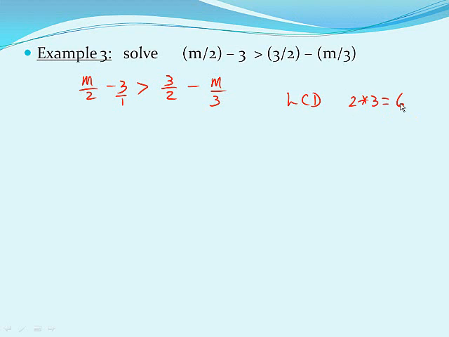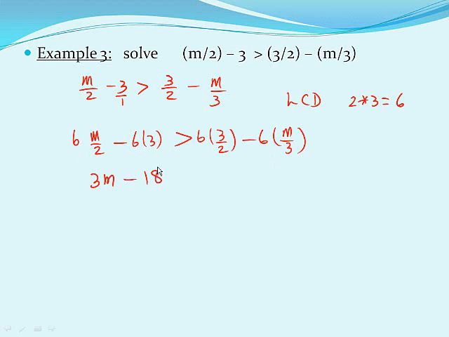Then we are going to multiply by 6 on both sides of the inequality. 6 is a positive number, so we have the same inequality direction. So 6 multiplied by m/2 minus 6 multiplied by 3 is greater than 6 multiplied by 3/2 minus 6 multiplied by m/3. When we simplify this, we will get 3m minus 18 is greater than 9, since 6 and 2 cancel, minus 2m.